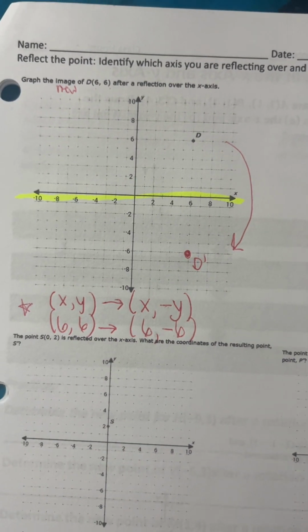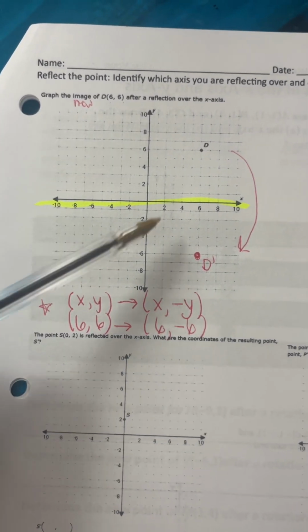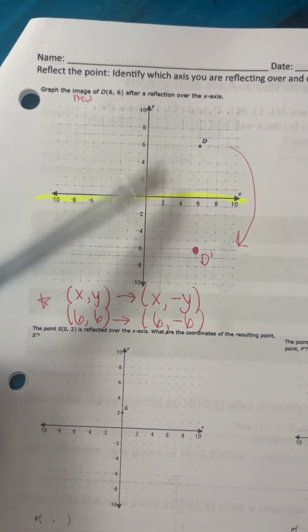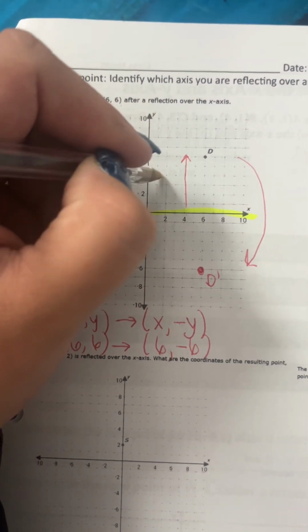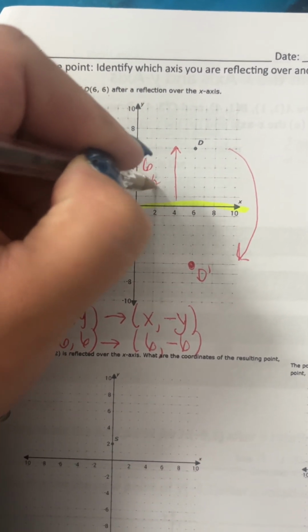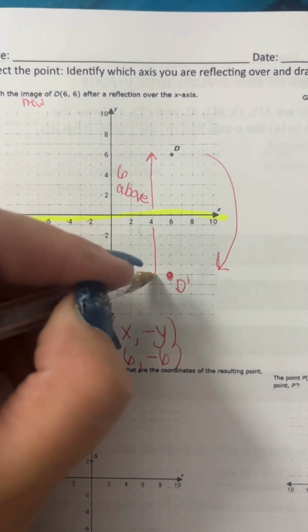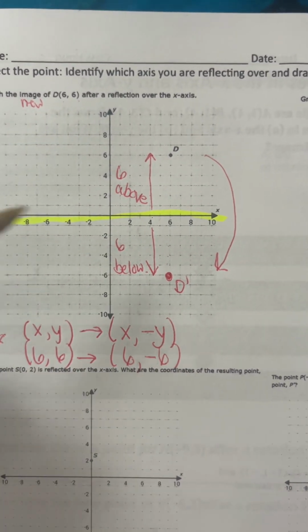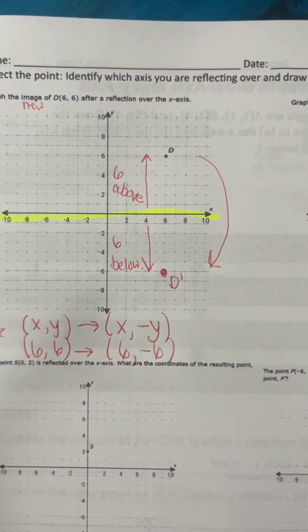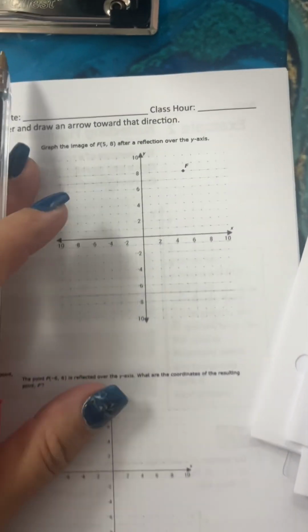When you are reflecting, you can always check that the points need to be the same distance from the line they jumped across, just on the opposite side. So this point here was 6 above the line, okay? And the new point is 6 below the line, okay? So it's been reflected across that line. I hope that makes sense. All right, so let's look at the next one.